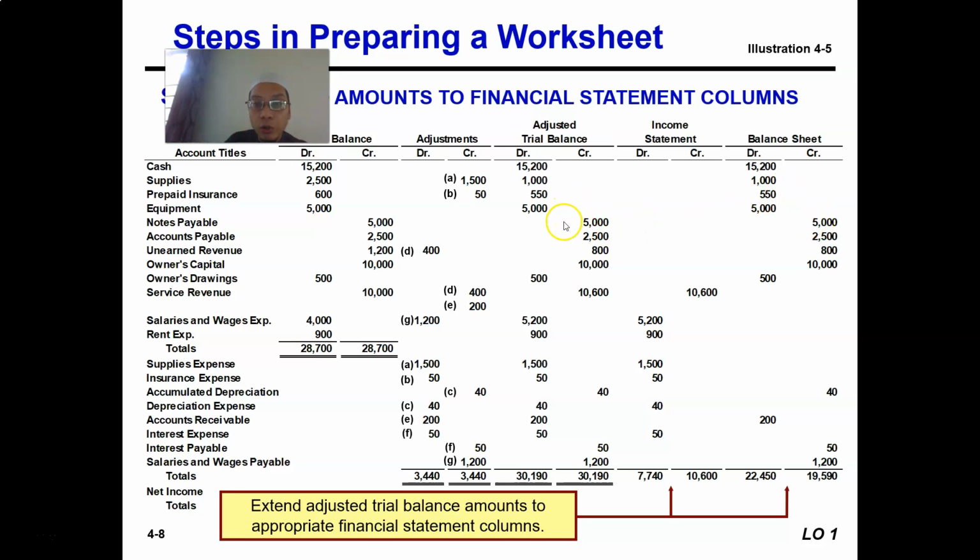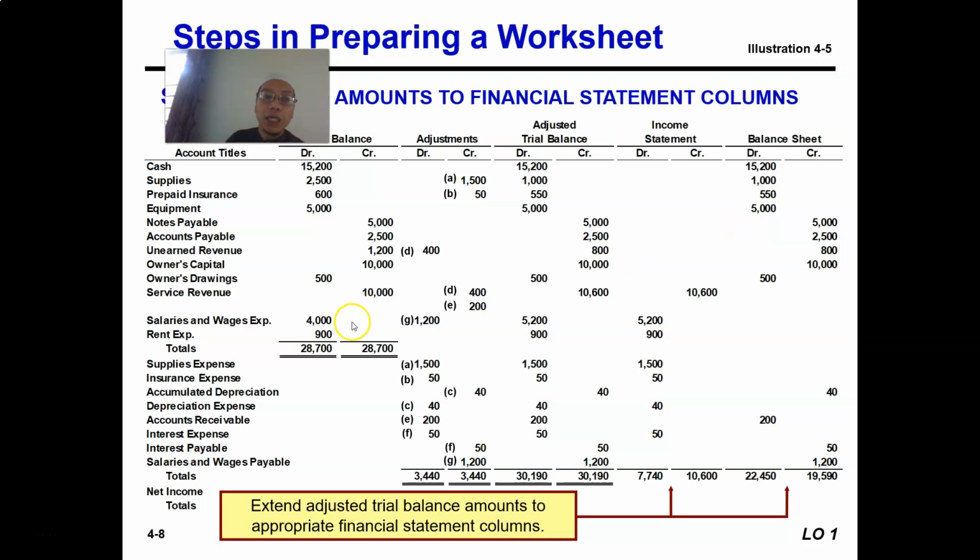Okay, so we do all of this. When we find owner's drawings, owner's drawing will be related to the owner's equity account. Okay, it's related to the owner's capital, therefore we put it under the balance sheet. Okay, service revenue, because it's an income account, a revenue account, we put it into our income statement. Salaries and wages expenses, it's an expense, we will insert it into the income statement. Okay, so each account will only go into one of the income statement or the balance sheet. It cannot go into both of them.